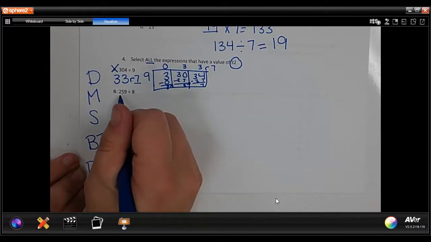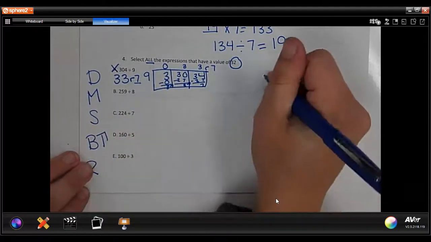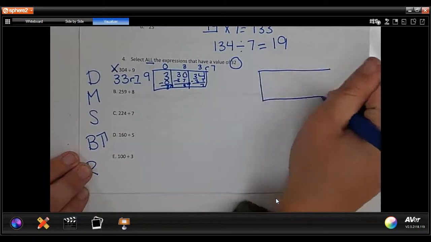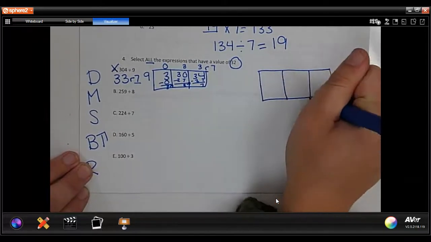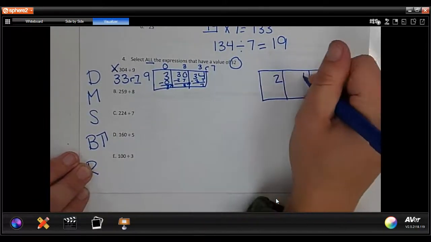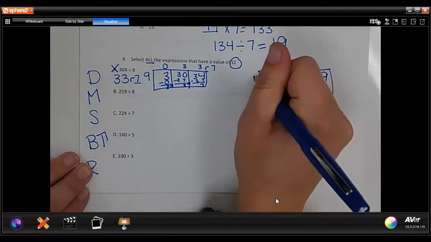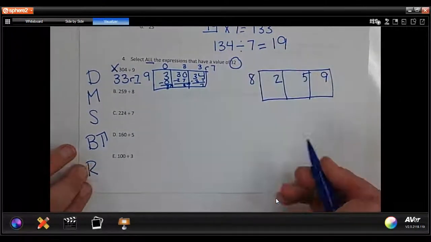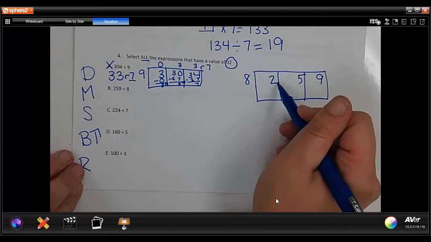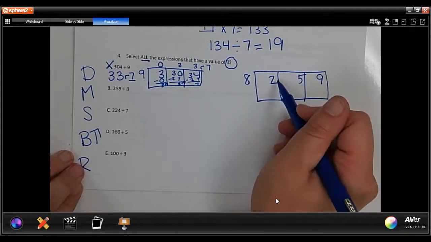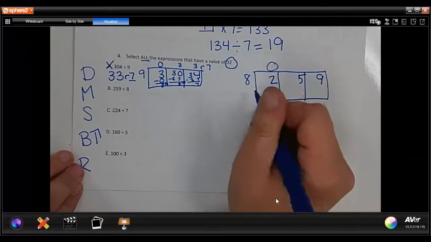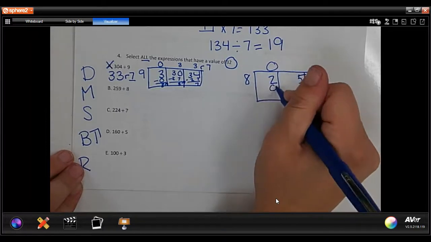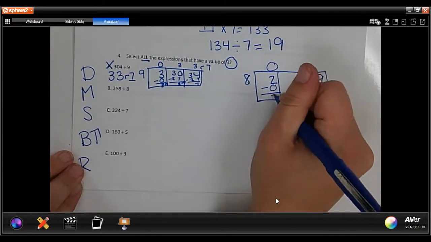Next, I'm going to do 259 divided by 8. 259, my dividend inside, my divisor on the outside. Divide 8 into 2. How many times does 8 go into 2? 8 doesn't go into 2 any times, so I'm going to put the 0 on top. 8 times 0 is 0. 2 minus 0 is 2.